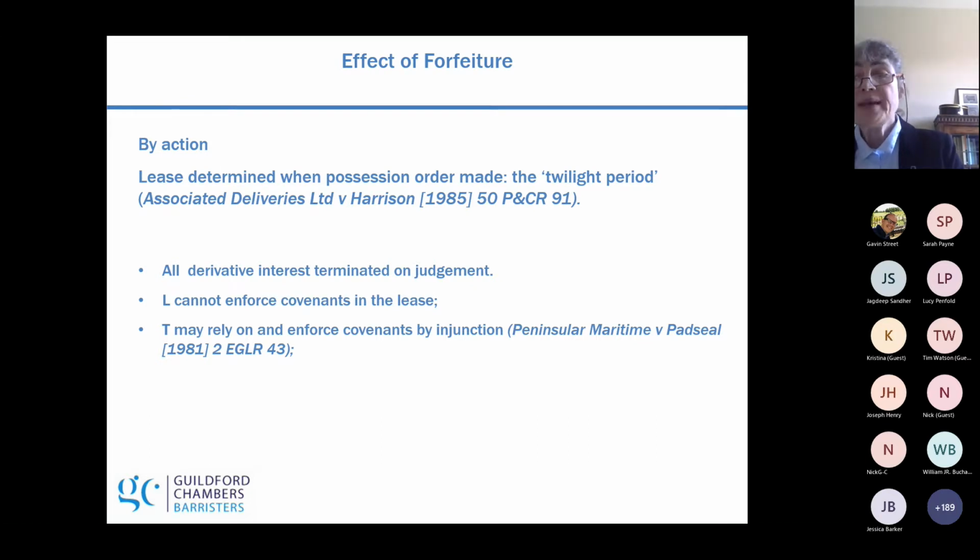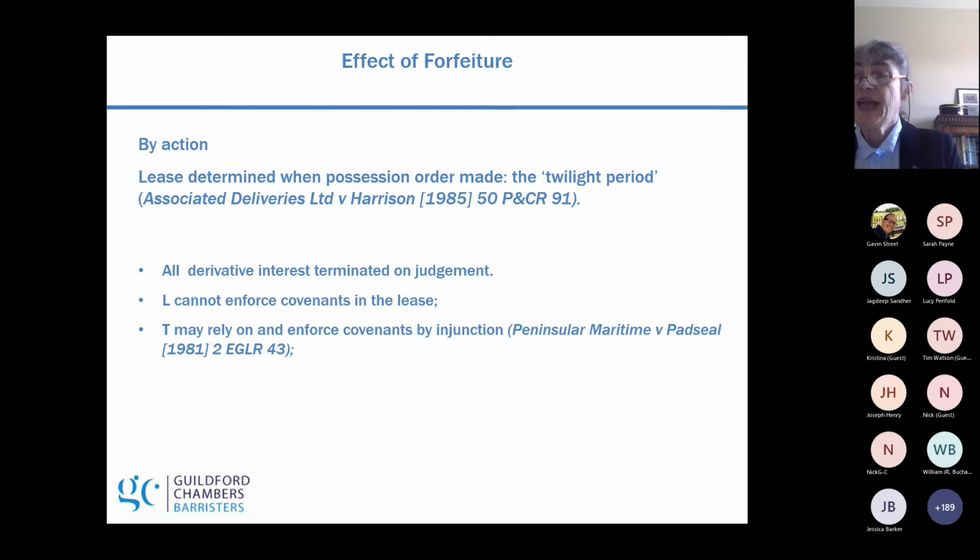So the period between service of the proceedings and judgment, and also continuing while there is any application for relief, has been described as a twilight period. In this period, because the landlord has elected to forfeit, he cannot enforce the covenants in the lease, for example, by an injunction or by claiming damages for a breach occurring after the service of the proceedings. By contrast, the tenant can rely on and enforce the covenants in the lease, for example, by injunction.